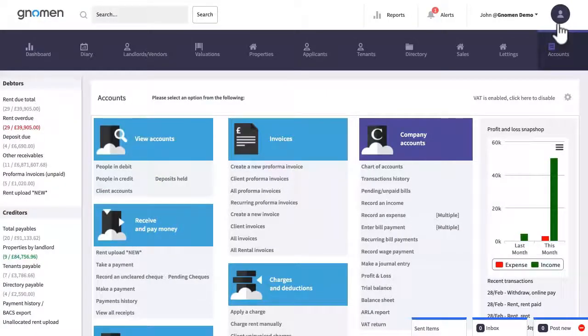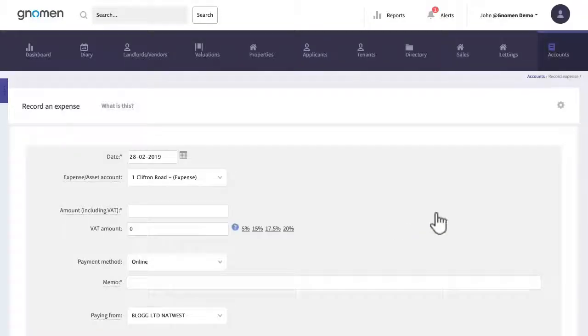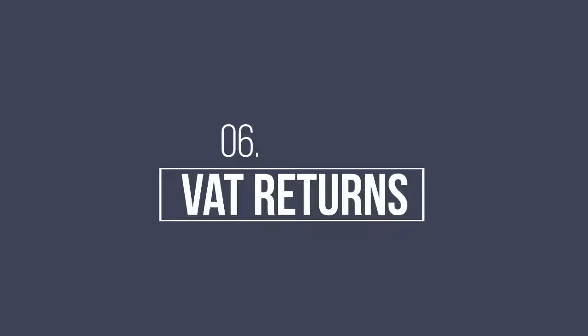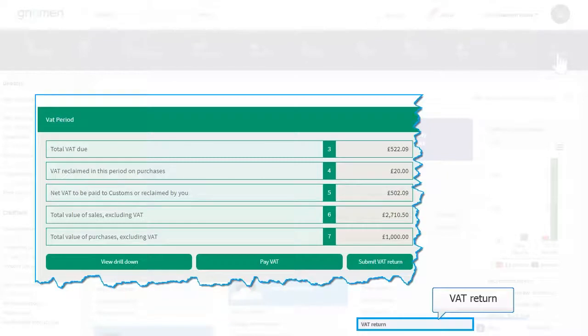Now that brings us to office accounting. Office accounting is where you would manage the overheads of your office, so that's utility bills, staff wages, travel, advertising, etc. Clicking here to enter an expense, for example, is how you would log a cash receipt. That could be, for instance, a travel expense. The VAT return facility lets you make direct submissions to the HMRC.